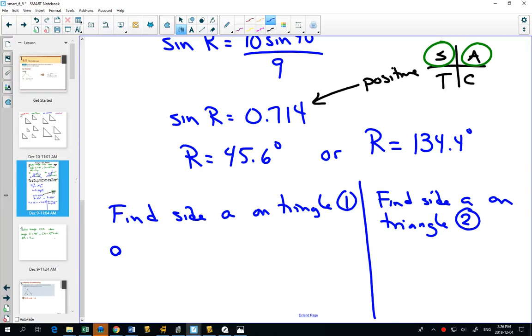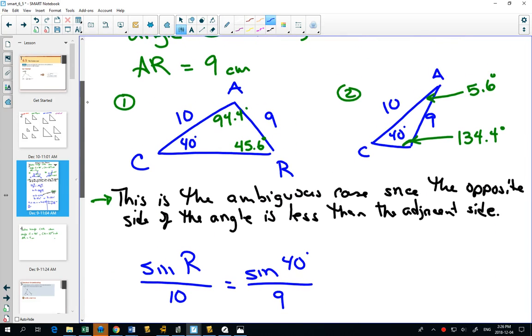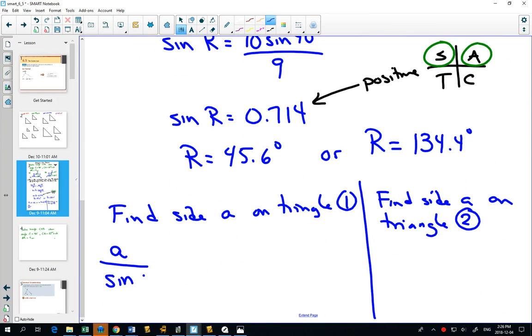On triangle 1, it would be A over sine, and if we look back to our triangle, opposite of little a would be 94.4, equals, and we can use 40 degrees and 9 for the other side. Yes? When you do sine law, you don't round up the degrees that you get for the angle? You don't round this angle up? Yeah. You would want to try what we're going to do.